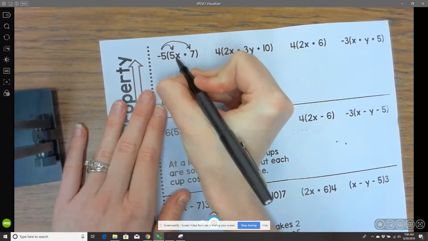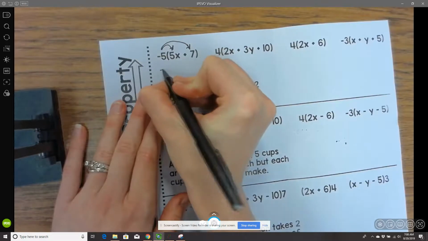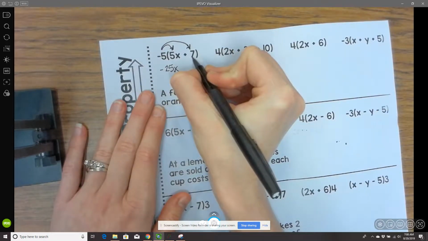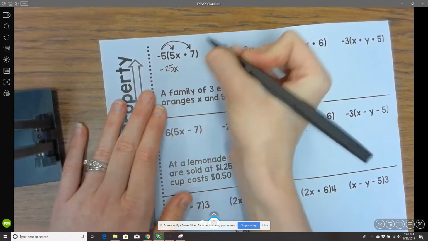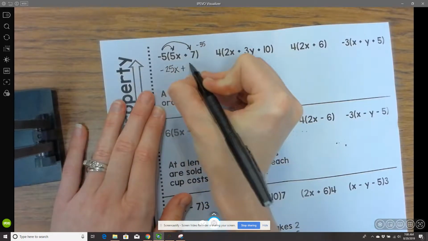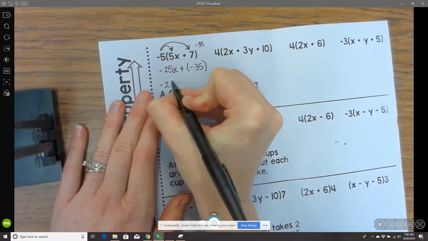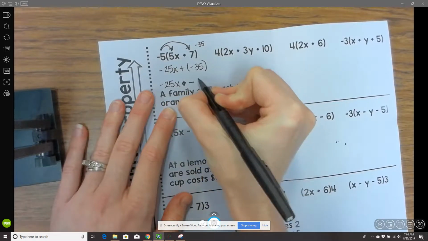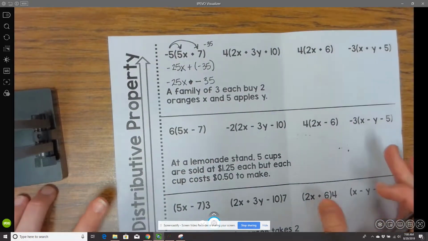And so here we'd have a negative 5 times 5x. So negative times 5 times 5 would give me a negative 25x. And then plus 7 here. So negative 5 times a positive 7 would give me a negative 35. So I could do plus negative 35, but if you want it in simplest form, it would just be minus 35. So negative 25x minus 35.